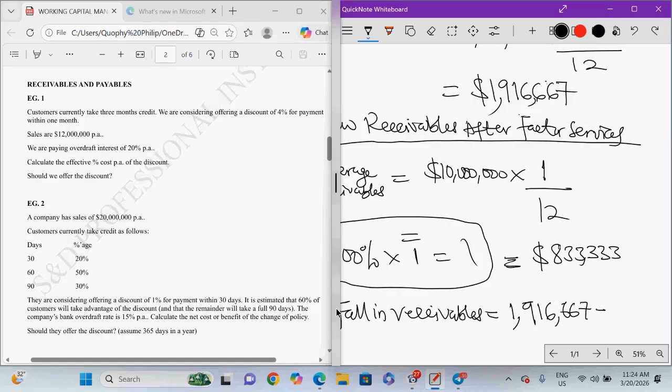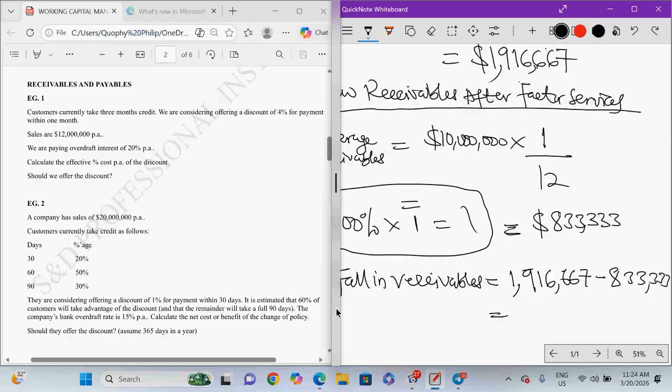1,916,667 minus 833,333 is equal to what?